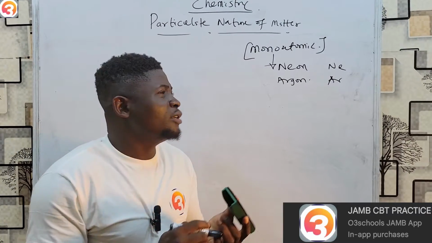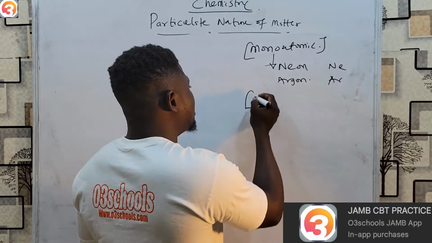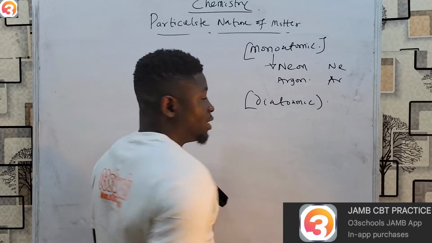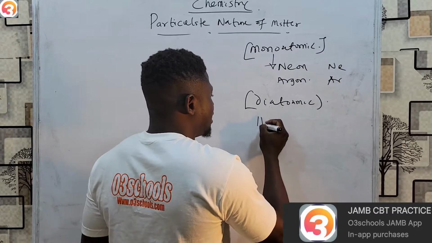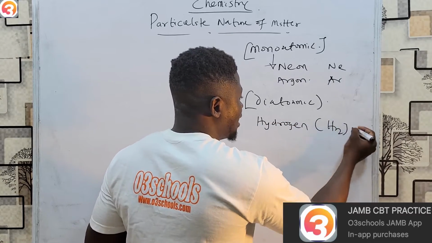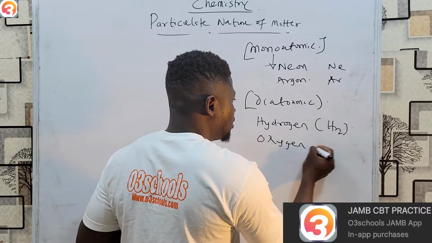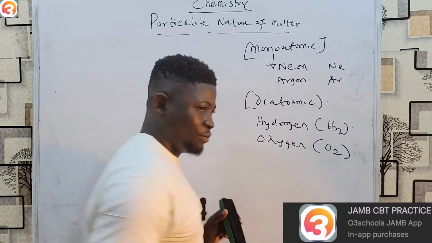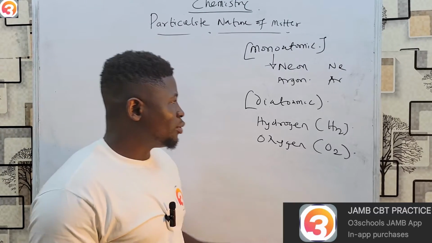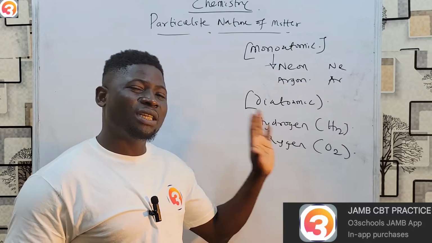All right, then we also have that a molecule may contain two atoms. We say it is diatomic. Example, of course, is hydrogen, which you write as H2. Then oxygen, you write O2. So these are diatomic molecules, right? Because they contain two atoms. H2 and O2 contain 2 atoms.